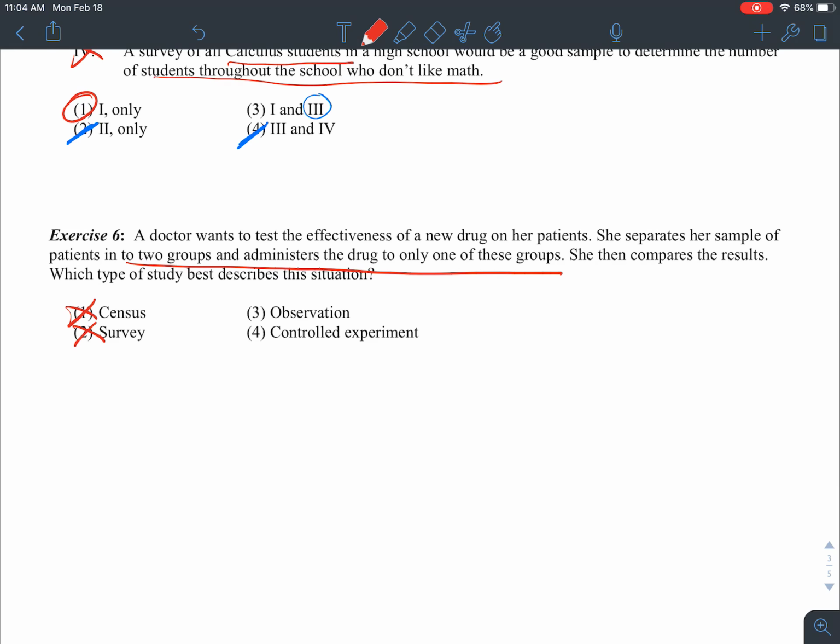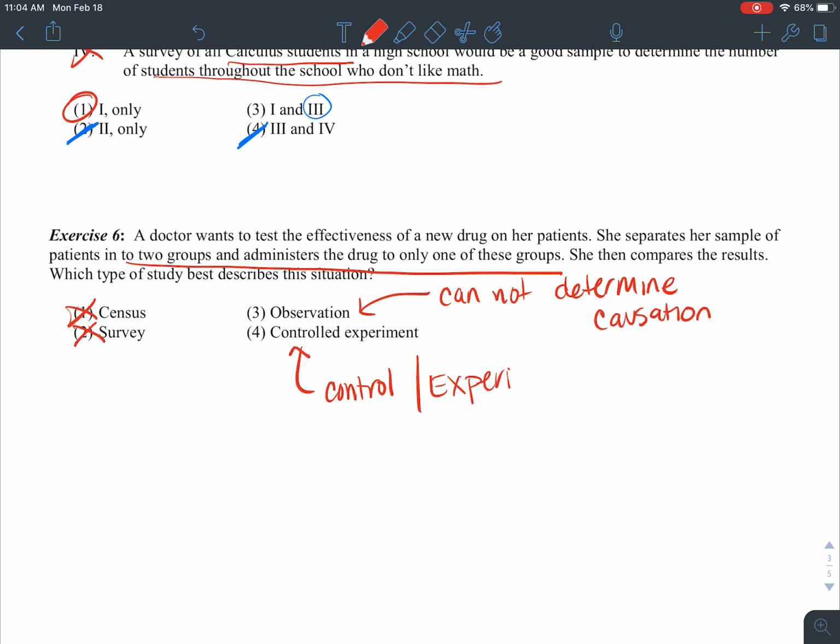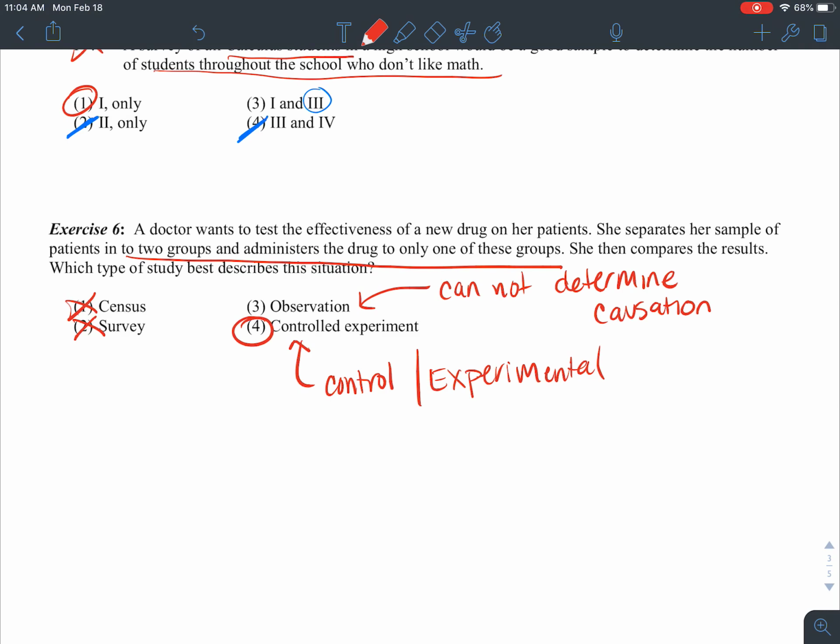It's either an observation or a controlled experiment. Observations cannot determine causation. You don't actually do anything. You just observe. Controlled experiments, however, can determine causation. There's a control group and an experimental group. We are administering the drug to one group and not to the other. We can determine causation here. This is what the doctor is doing.